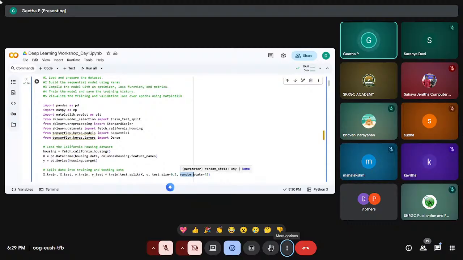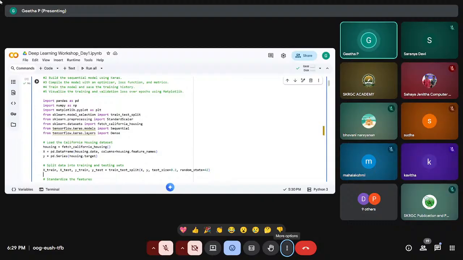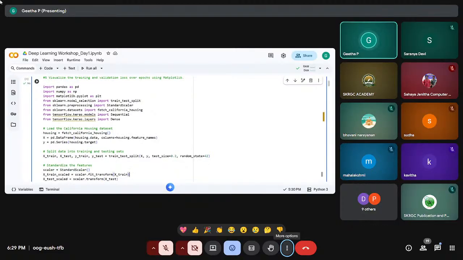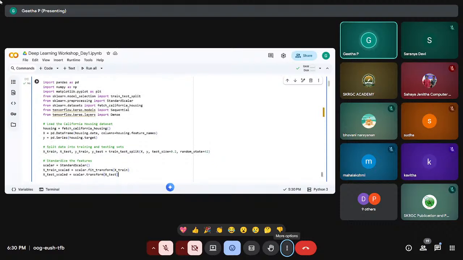A neural network performs best when the features you give it are on a similar scale, so it can find the best fit. The next step is to standardize the features, using a standard scaler. For example, standardizing gives a mean of 0 and a standard deviation of 1. It is used to standardize the features, giving the train scaled and test scaled data.